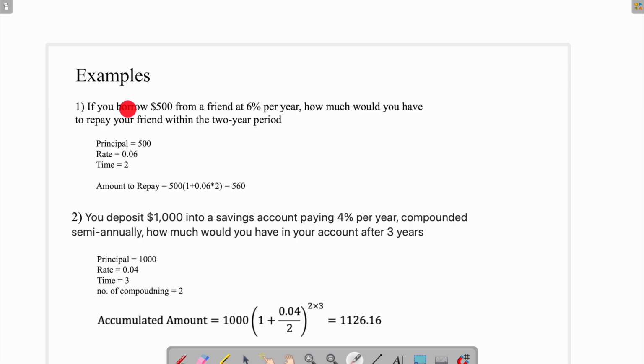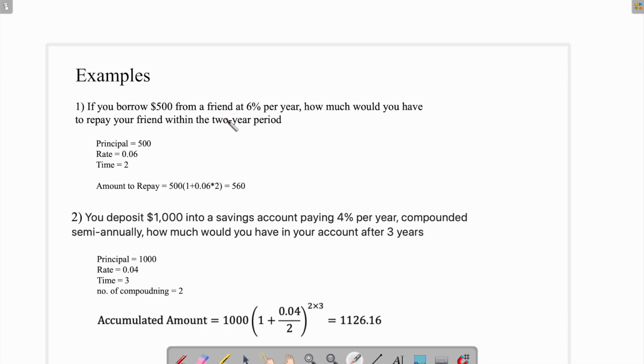So if we borrow $500 from a friend, so we go to a friend, we say we need $500, and he says, listen, I'll give it to you, but I want 6% interest per year. That's pretty steep. Maybe we should reconsider borrowing from that friend. Maybe a bank might be a bit more friendly to us. But in terms of this question, let's proceed. How much would you have to repay your friend within that 2 year period?